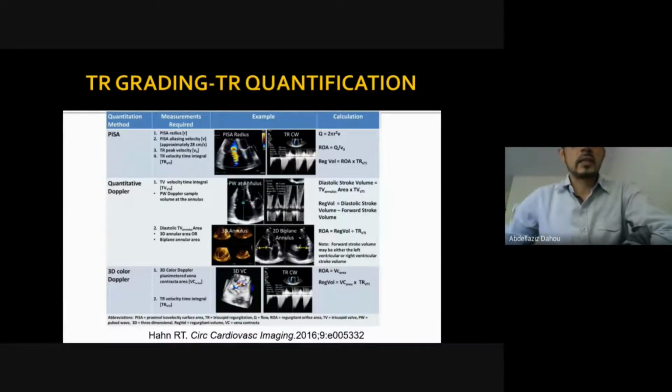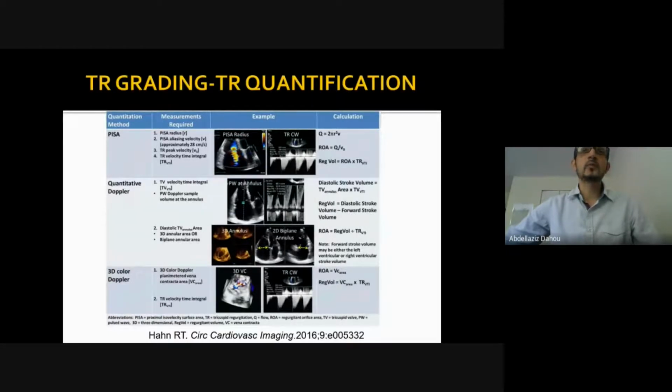So for the PISA, it is a basic measurement, but we need to adjust it to get a decent quantification. Your aliasing velocity here needs to be around 28, let's say 25 to 35 centimeters per second. Then it can be adjusted according to the velocity of the tricuspid regurgitation. If you have a low velocity, like 200 centimeters per second, 2 meters per second, you can adjust your aliasing velocity to around 20 centimeters per second.